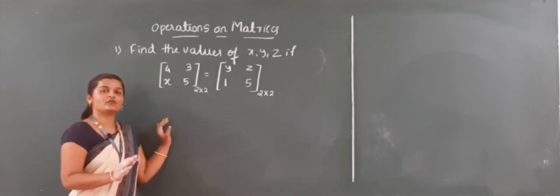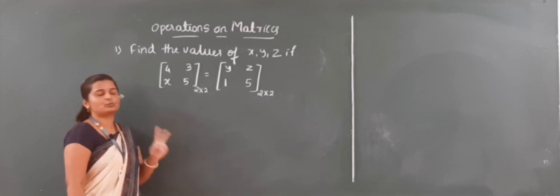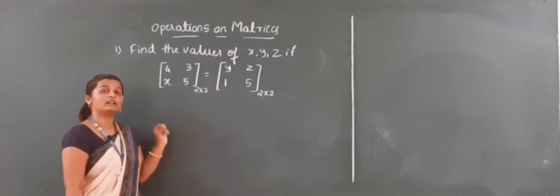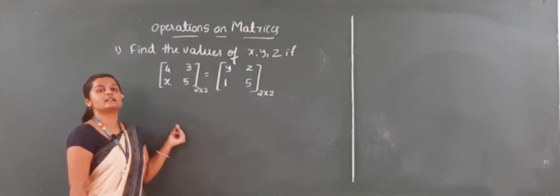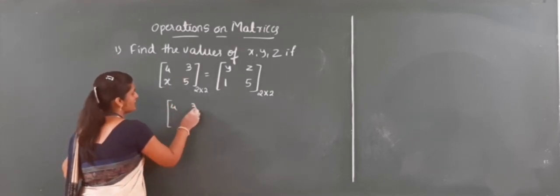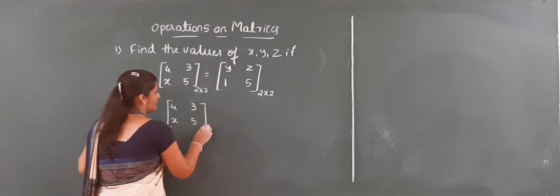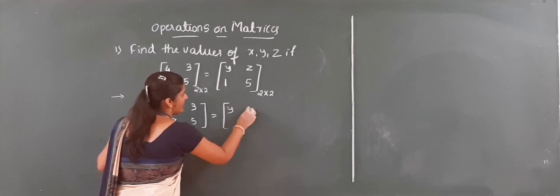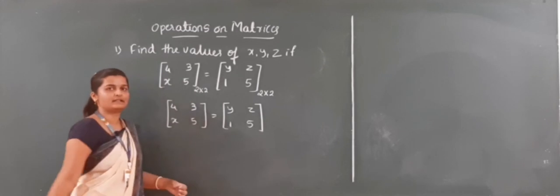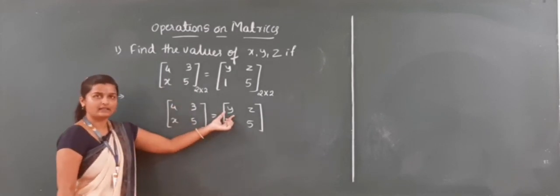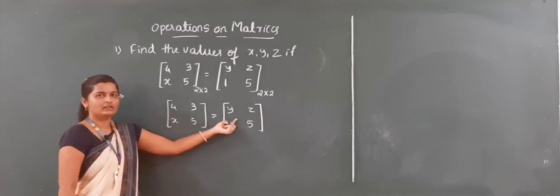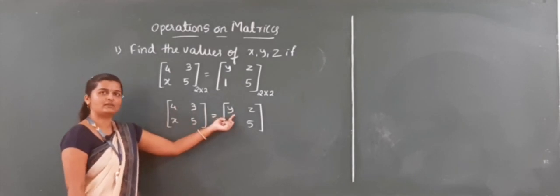So we know the condition for equality of matrices. To tell whether two matrices are equal, there are two conditions. The order must be the same, and the corresponding elements must be the same. Only then can we say that these two matrices are the same. They have already given that the matrices with elements 4, 3, x, 5 and y, z, 1, 5 are equal. So if both are equal, can we equate the corresponding elements? Yes, they have given that both are equal, so the corresponding elements are also equal.